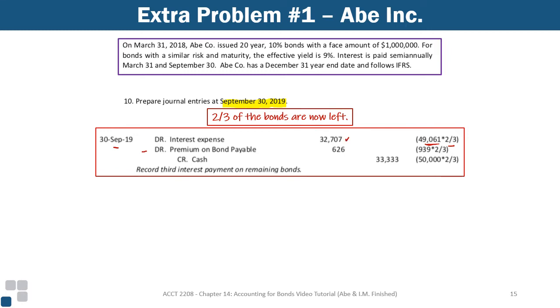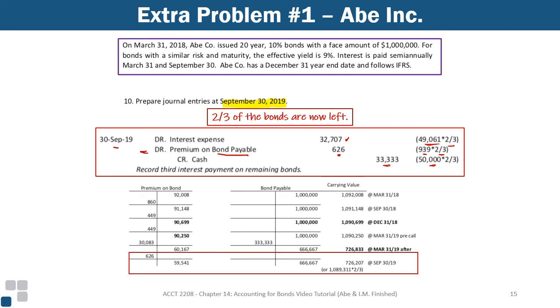You can leave a space for the premium of the bond and credit cash immediately for $33,333, which is 2/3 of the continuing interest payment of $50,000, right? And then just plug the journal entry for the rest of $626, which happens to be $939 premium amortization times 2/3. Again, if we use a single account, then we would just have a debit to the bond payable rather than a premium of bond payable.